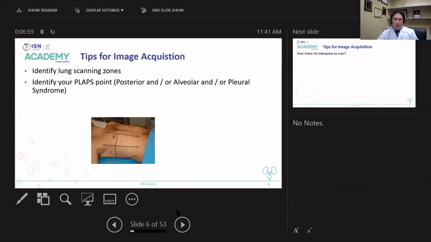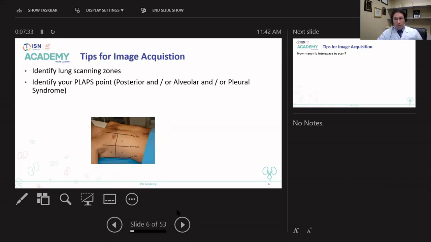Going on with my tips for image acquisition. Identifying lung scanning zones. You want to scan at least 8 zones. And you can see here, this is an image from the International Consensus Guidelines on Lung Ultrasound, and it shows you the standard 4 regions that we would scan on the right, and then you can imagine the same image on the left.